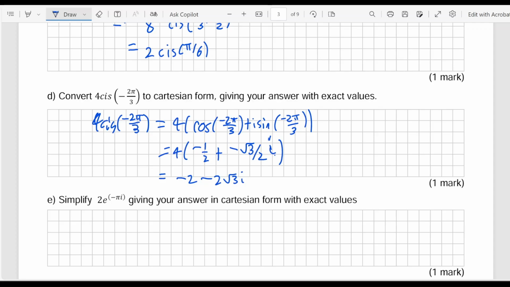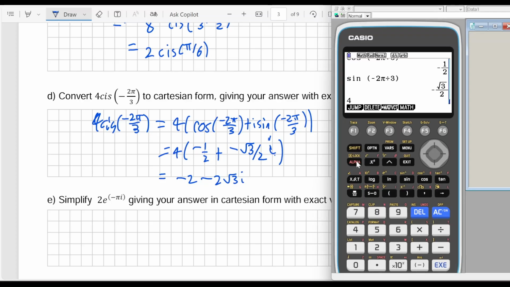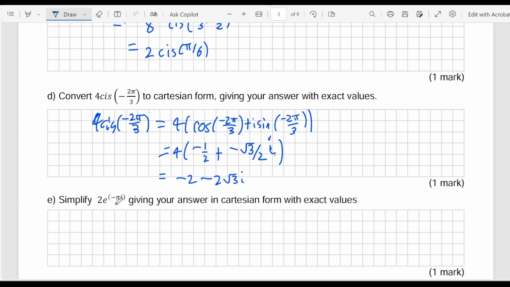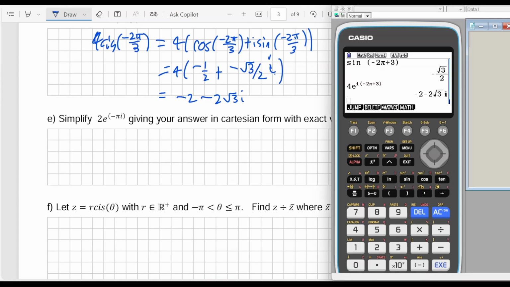One thing that you can do if you want, so you can go 4e to the power of i, and then you can look at minus 2 pi over 3. And you get what I said. Cool.